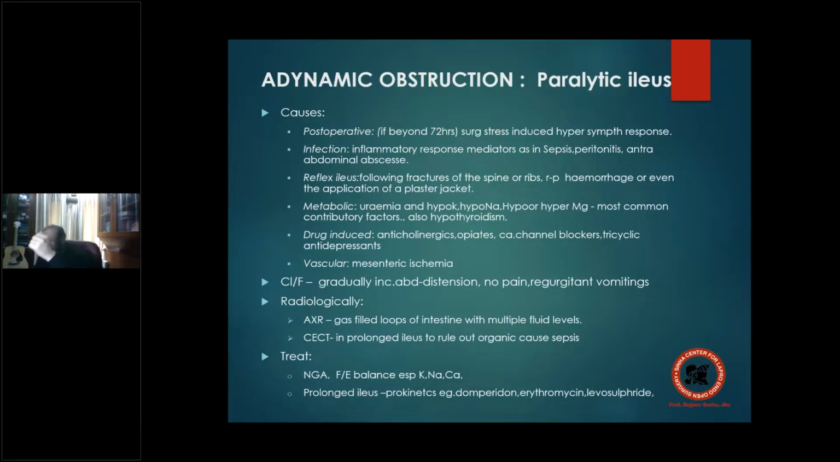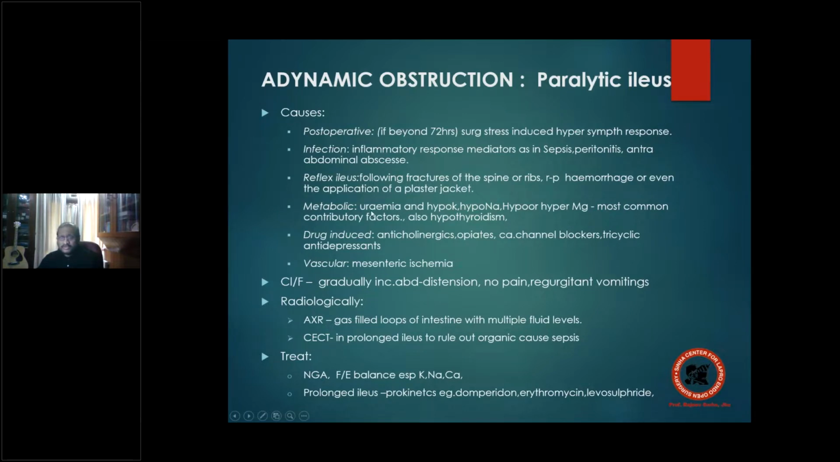A patient had a thoracic spine injury and is put into a plaster jacket. He has paralytic ileus. Why does he have that? Because the neurogenic impulses have been ripped off or obstructed. Metabolic causes, for example uremia, chronic renal failure, hypokalemia, hyponatremia, then hypo- or hypermagnesemia, both the conditions, more magnesium, less magnesium, you'll have paralytic ileus.